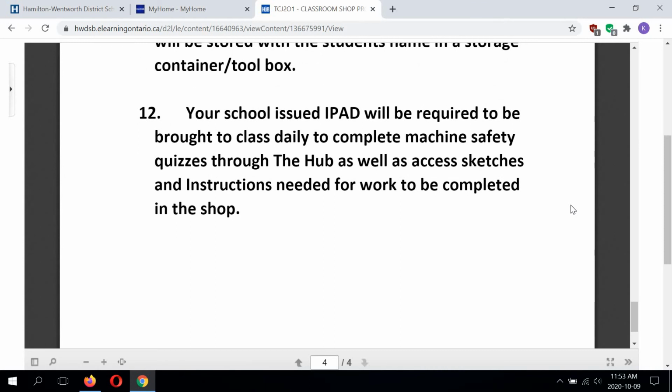Lastly, and this one is also very important, your school-issued iPad will be required to be brought to class daily to complete machine safety quizzes through the hub, as well as access sketches and instructions needed for work to be completed in the shop. So all your safety training will be done digitally through the hub, so it won't be done with pencil or paper. I will not be assigning any paper most likely during this rotation. I may just assign a couple of things, but mostly everything will be done digitally.